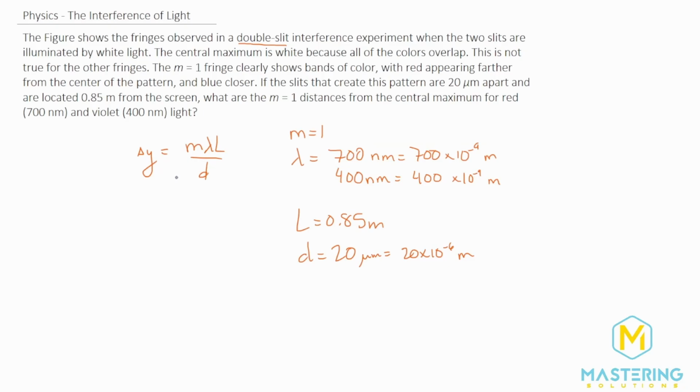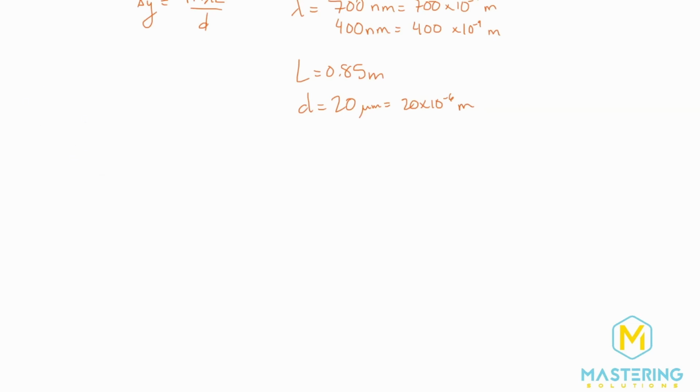And what they want to know is what is the delta y for red, and what the delta y is for violet. So really, this is just a plug and chug equation. We don't even really have to do anything beyond that. So for the first one, let's do the red.